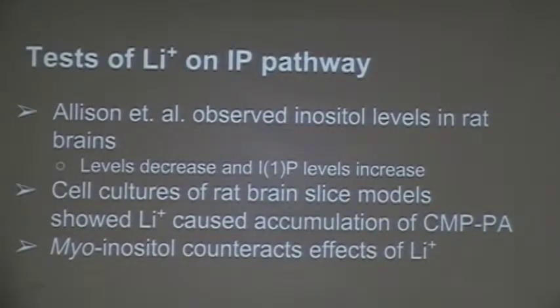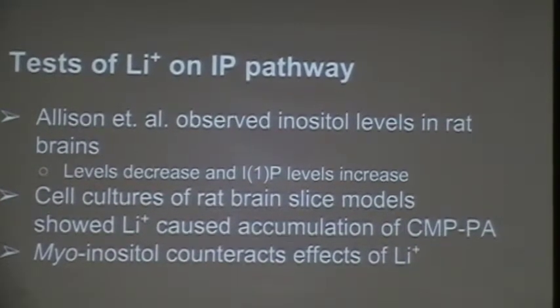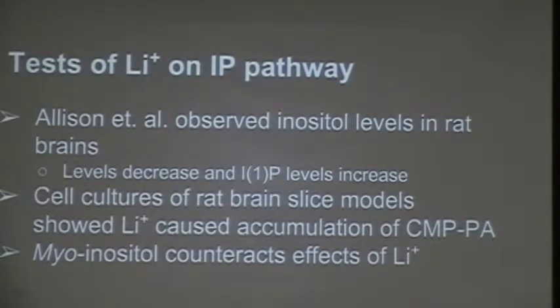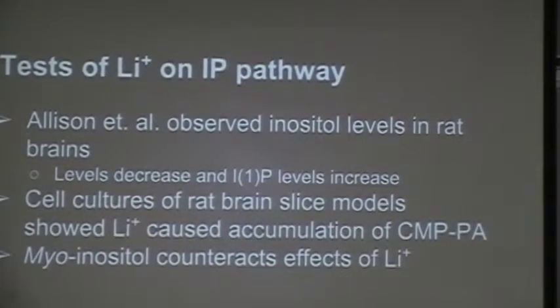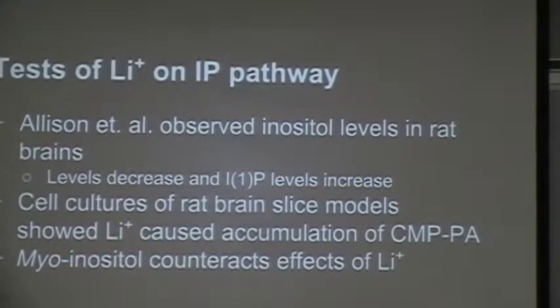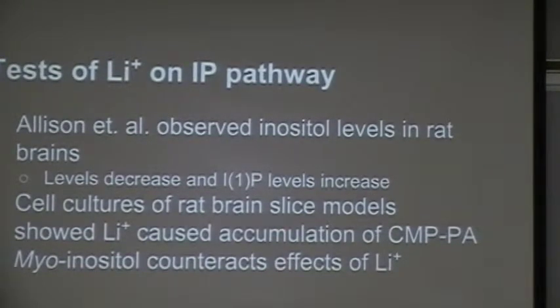Another test of cell cultures of rat brain slice models showed that there was an accumulation of cytidine monophosphoryl phosphatidate, which from here on out will be known simply as CMPPA. That's a co-substrate along with inositol for the IP pathway. Also myo-inositol, which is just a naturally forming version of inositol, when it is added to a system that's already been treated with lithium, shows that it counteracts the levels. There's no more accumulation of the CMPPA and the inositol levels are actually increased, the ones that we don't want.